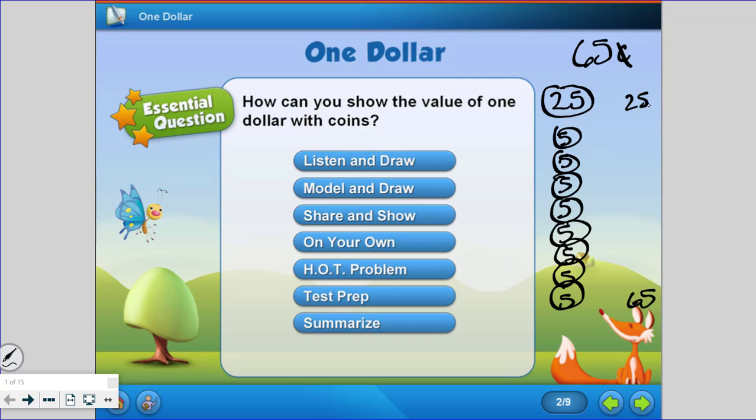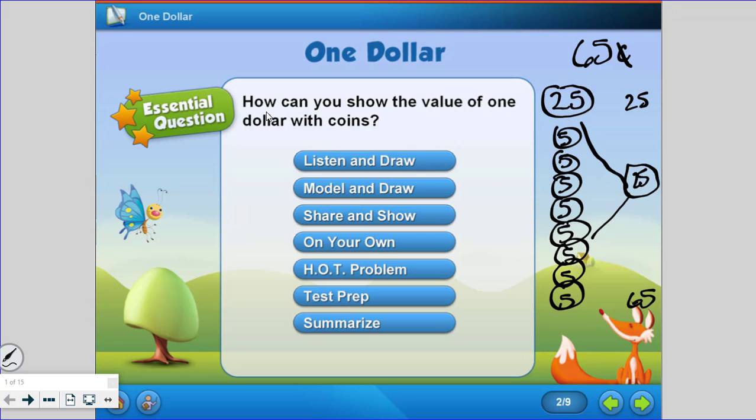Now remember, what we did is 1, 2, 3, 4, 5 nickels equals 25 cents. So really, what we did is we just converted or regrouped one of the quarters into 5 nickels. All right, so let's continue.